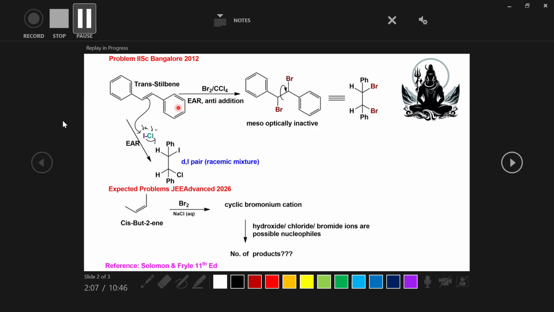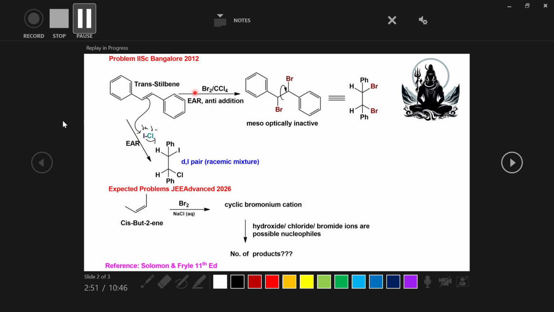Now, what would be your products? If you have a trans compound and you are doing an EAR, meaning electrophilic addition reaction, the stereochemistry of that is anti-addition. Now, the hint that I had given you is that whenever you add any halogen, which is X2, commonly we take Cl2, Br2 or I2, in CCl4, they will undergo EAR, which goes via a cyclic bromonium ion.